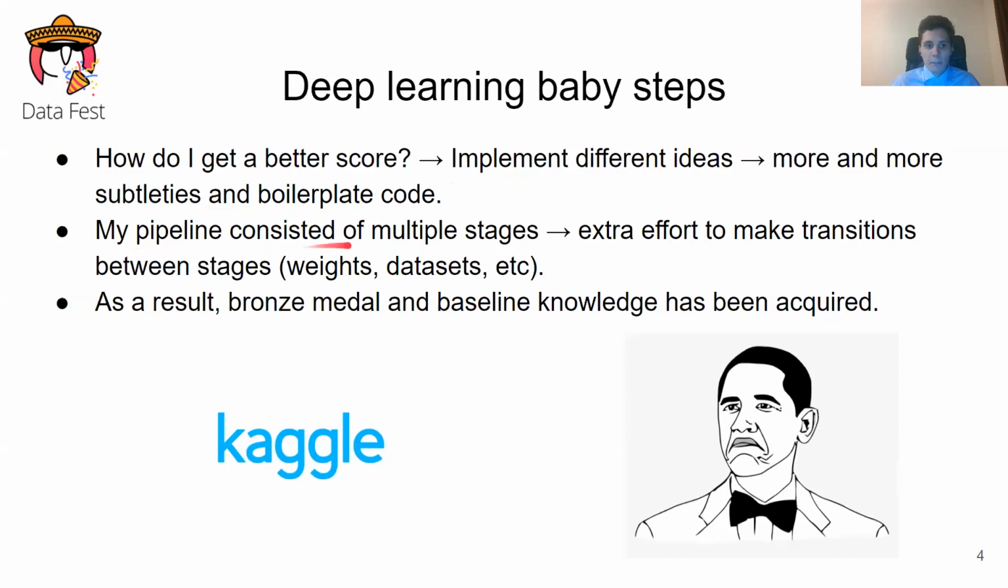For example, my pipeline consisted of multiple stages. Basically, on the first stage, I was training with some loss function, say x, and on the second stage, I was training with some other loss function, let's call it y. And I also had to make some extra effort to make transitions between stages. I had to transfer weights in a proper way, change datasets, paths, and so on.